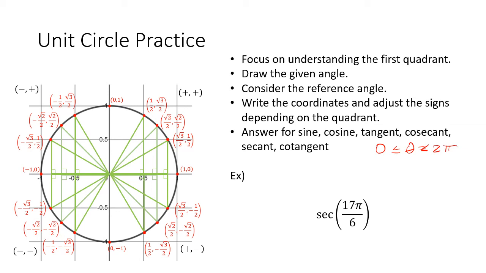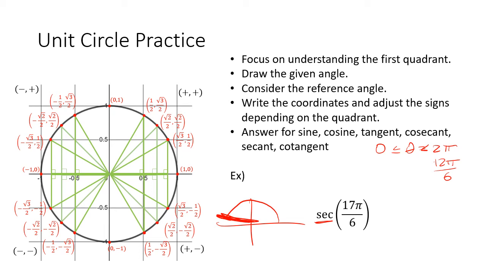Okay, so 2 pi in sixths is 12 pi over 6. So I have 5 extra pi's over 6. So where's 5 pi over 6? Well, it's right here. It's a 30-degree reference angle, or a pi over 6 reference angle in quadrant 2. And secant is 1 over cosine, and cosine is negative over there in quadrant 2.